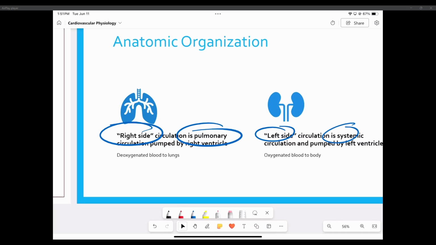Okay? So also the right side will be deoxygenated blood. It's coming back from the system. It's unloaded its O2 to the tissues, not all of it, but it's unloaded its O2. And when it comes back, it's going to be a little bit hypoxic. It goes to the lungs. We need to go back to the lungs and load up on oxygen again. So therefore, all the oxygenated blood goes to the entire body.